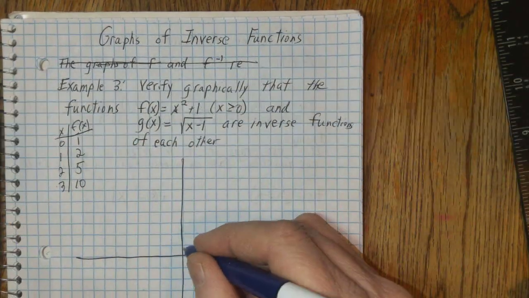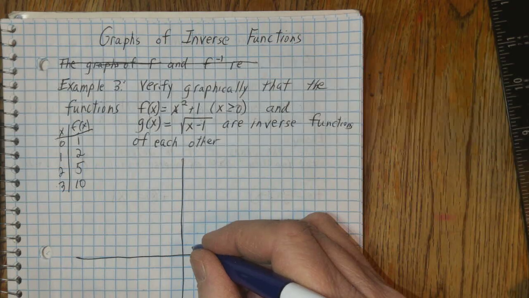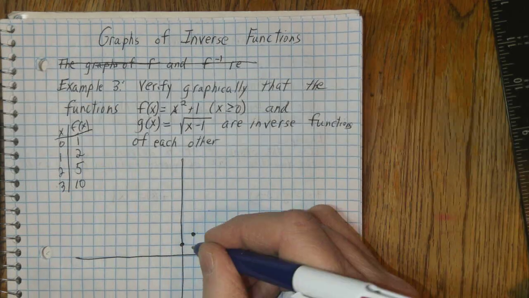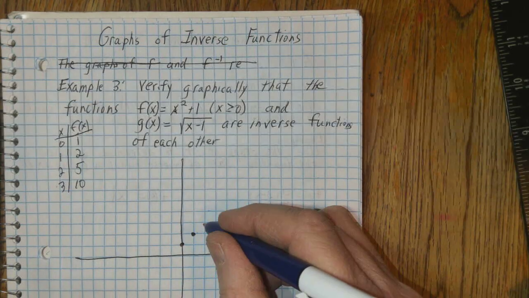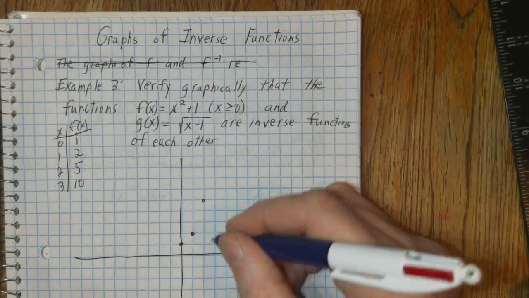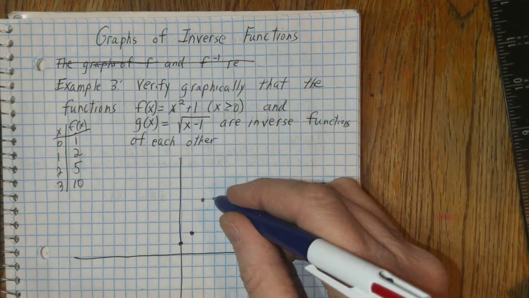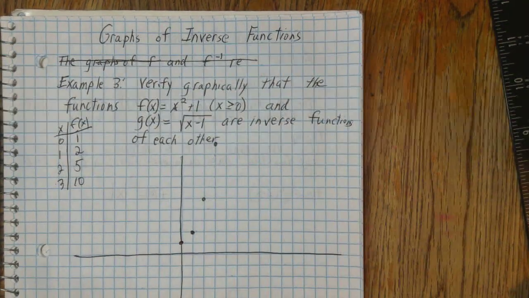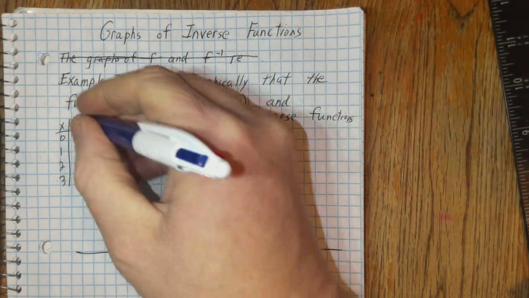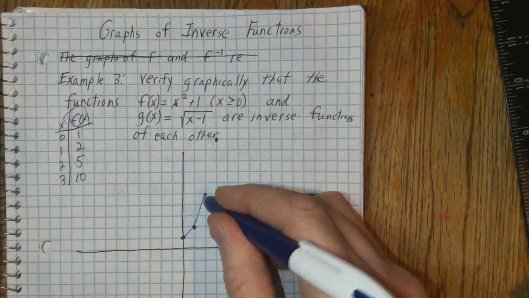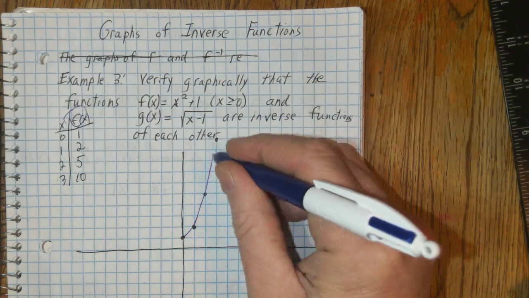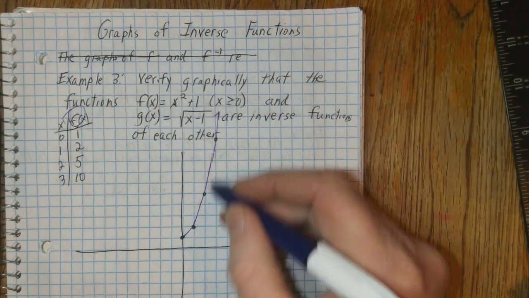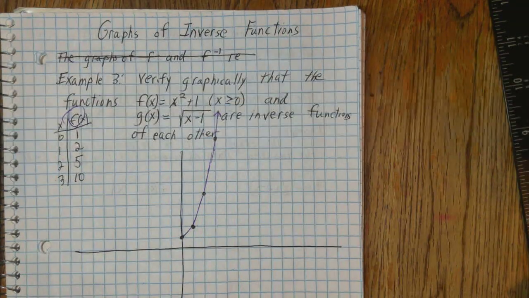So let's plot 0, 1 right there. 1, 2, right there, 2, 5, 2, 3, 4, 5, and 3, 10. 5, 6, 7, 8, 9, 10 right there. Alright, let's do that one, f of x, in purple right now. So they did restrict the domain there for us, where x is greater than or equal to 0. So that's this function plotted.